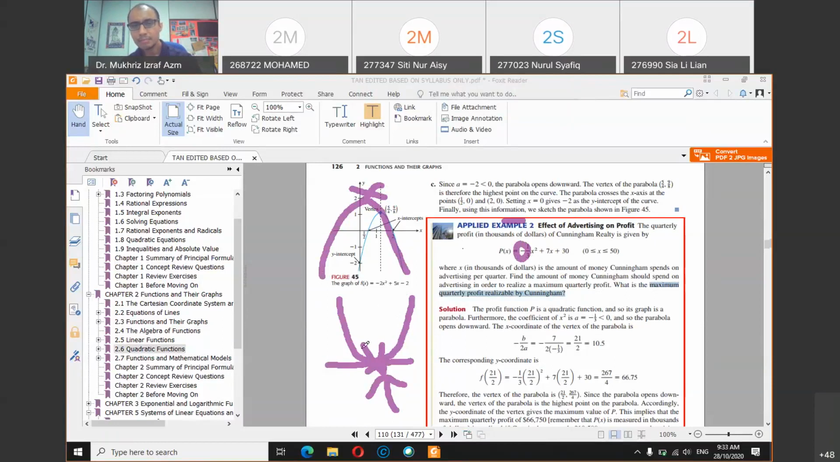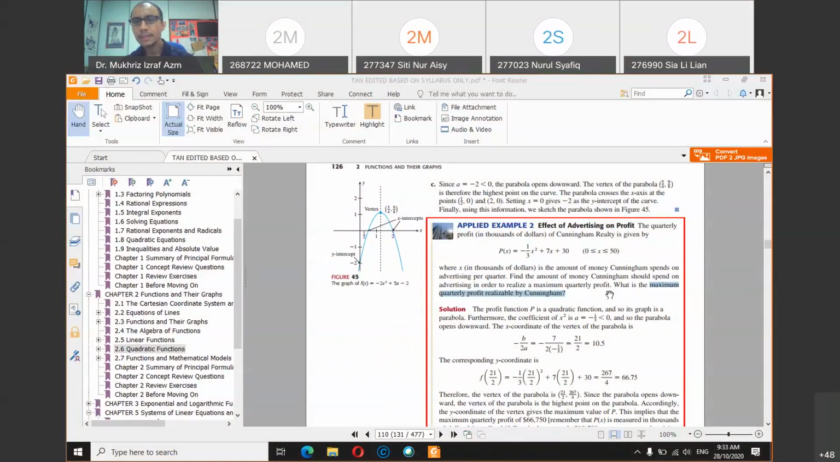But minimum, that is the lowest point that the graph can go. So that's why it's called minimum point. That is something that you need to be aware of. Do not simply take the instructions for granted, meaning why it is maximum, because the sign for the x square is negative. So therefore the shape of your curve will be an inverse U shape.